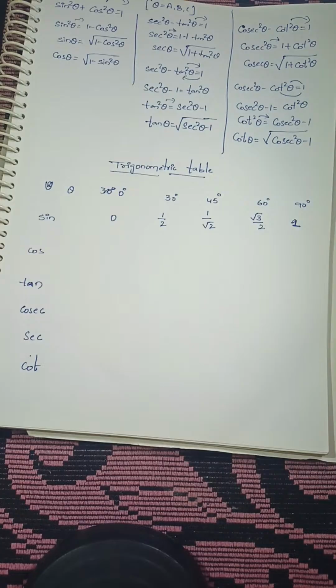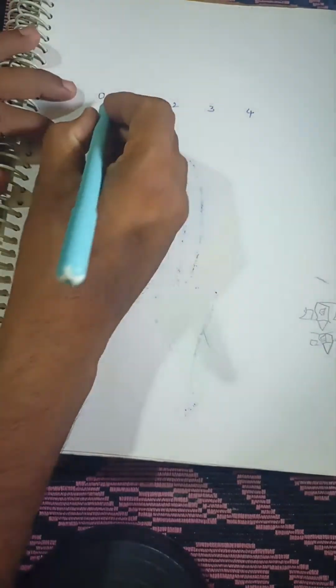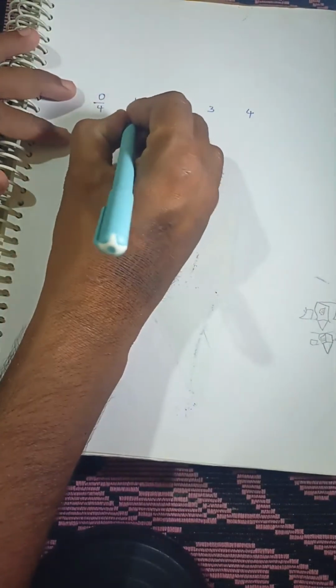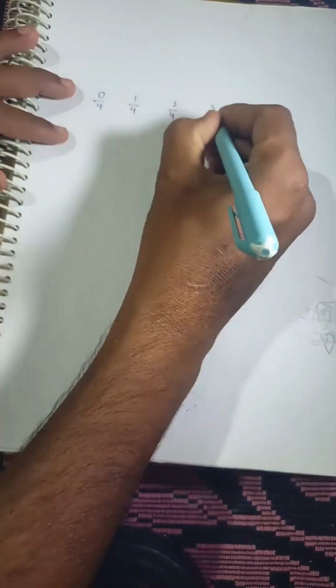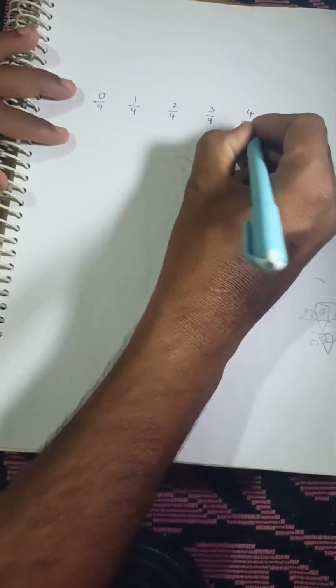I will show you. Now listen here. If I am going to take 5 values, that is 0, 1, 2, 3, 4, these are the 5 values. Now I am dividing all these values by 4. What does it become? 0 by 4, 1 by 4, 2 by 4, 3 by 4, 4 by 4.